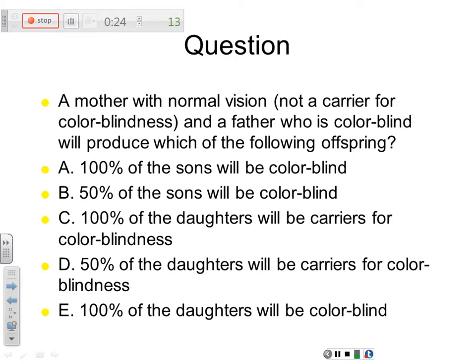And the mother is not a carrier though, right? So it's got both dominant.